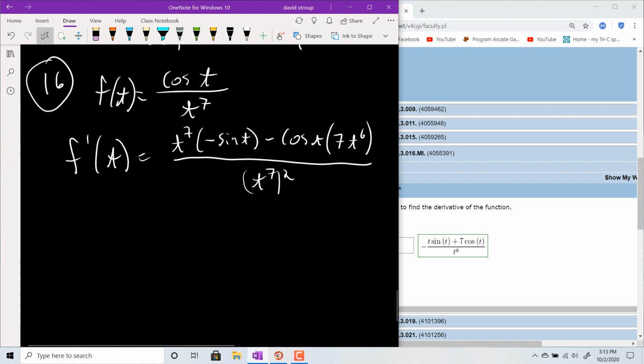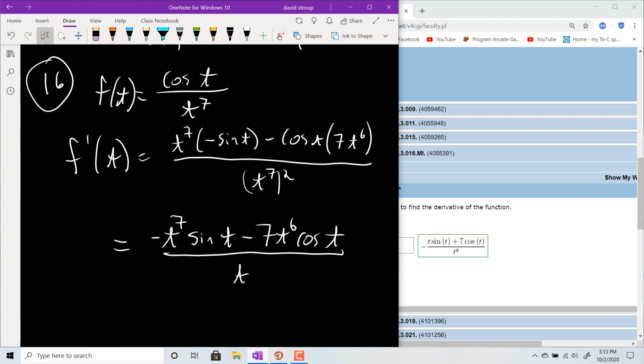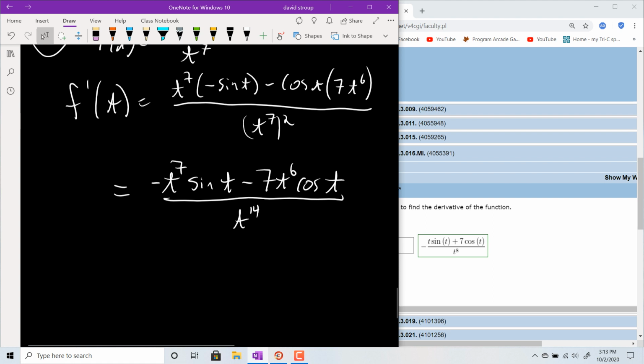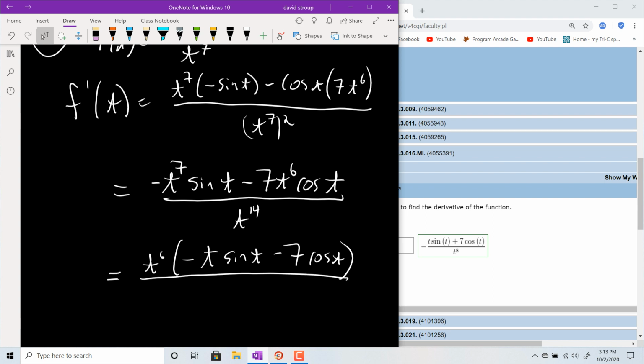Okay, so what do we got? Negative t to the 7th sine t minus 7t to the 6th cosine t all over t to the 14th. I don't know if they'll let you type it in like that, but you can factor out a t to the 6, it looks like. You have negative t sine t minus 7 cosine t all over t to the 14th.